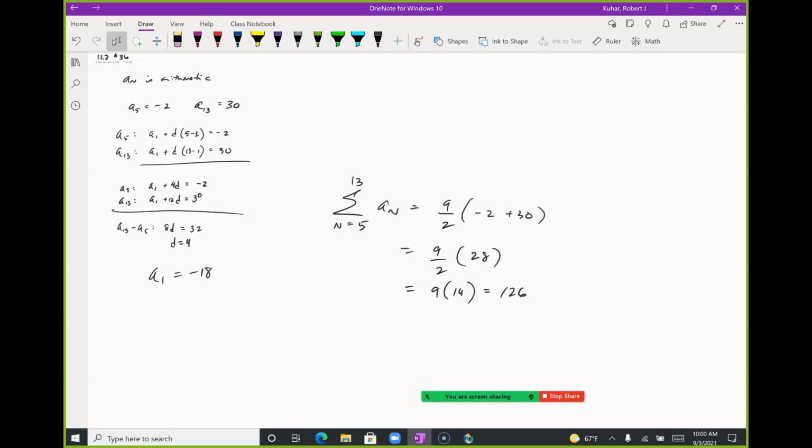I guess I should prove that I can get the sum from the first term and the last term. Do you want to see the proof of that?